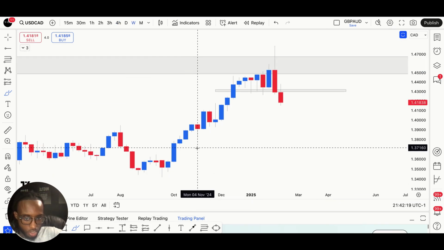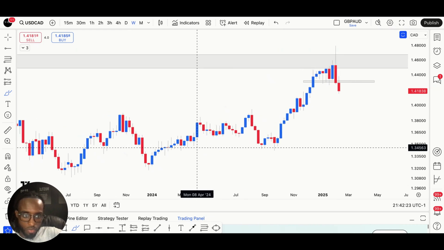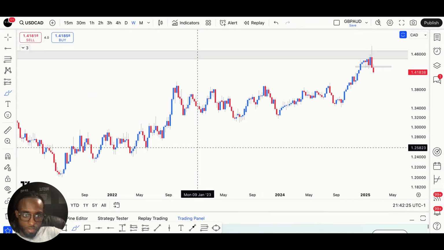USDCAD. This was actually a signal I gave out in the VIP Discord. It hit our TP1 for 100 pips and dropped actually lower than that.